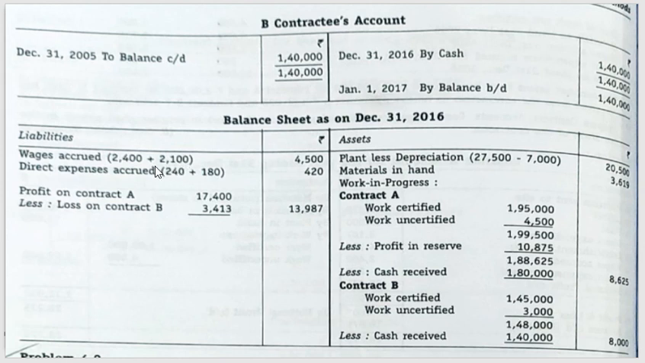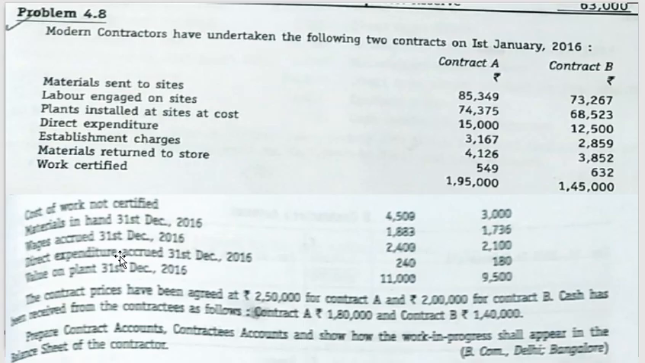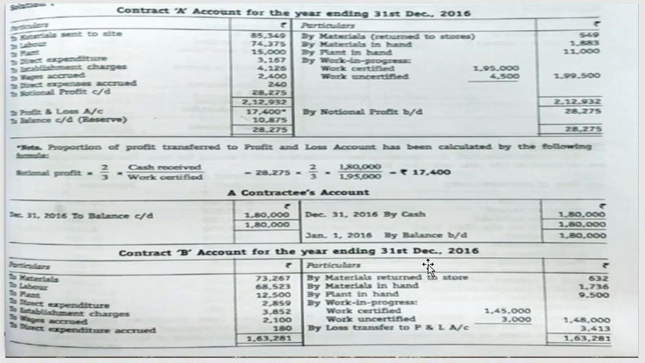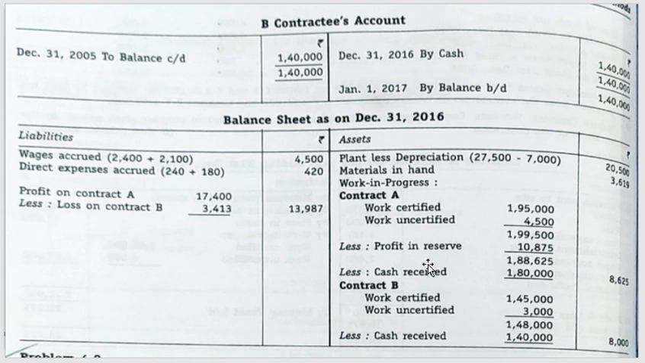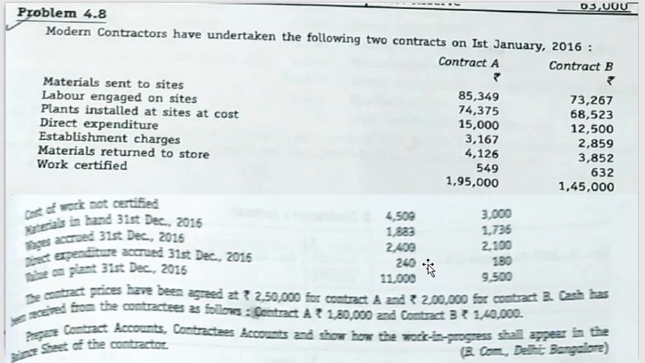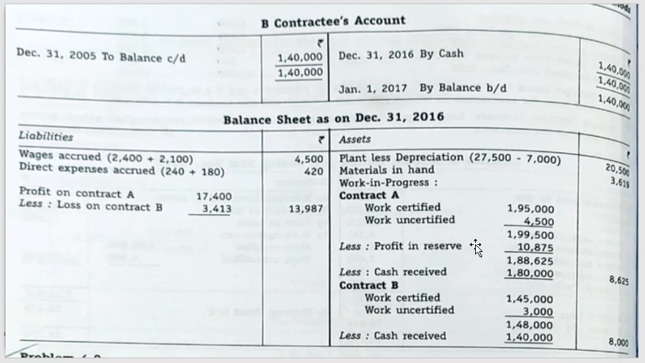So we will classify your liabilities. All your outstanding and accrued which is there in the question will be recorded. So wages accrued and the direct expenses accrued, both for A and B, will be added up. So wages accrued for A is, I'm sorry, 2,400. Next, for B it is 2,100. So when we total up, we will be getting 4,500. Then we have direct expenses. Direct expenses is 240 plus 180. So 240 plus 180 will give you 420.